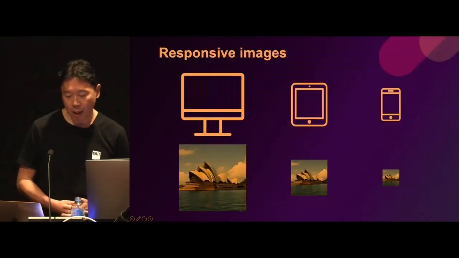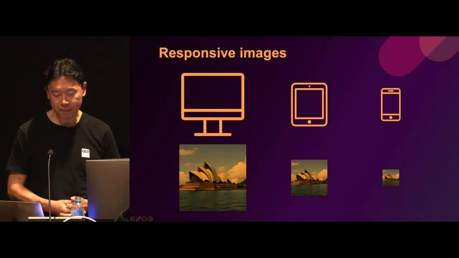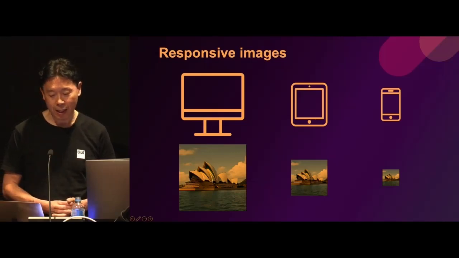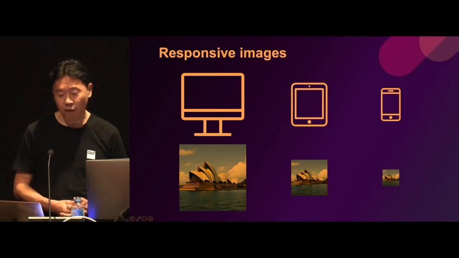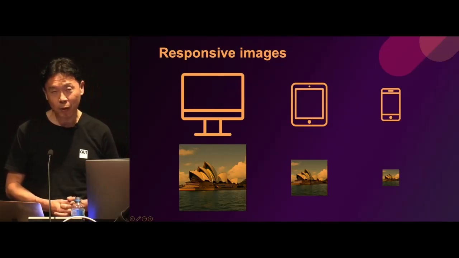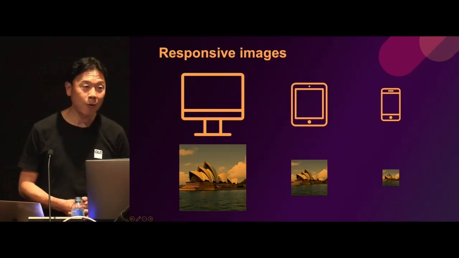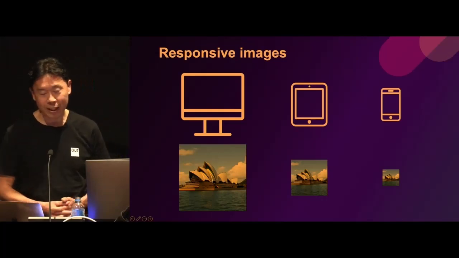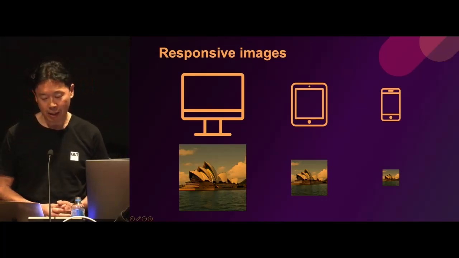It wouldn't make much sense to send a huge image to a smartphone with a small screen, right? Sending oversized images just slows down the loading time, which is bad for user experience. That's where responsive images come in.